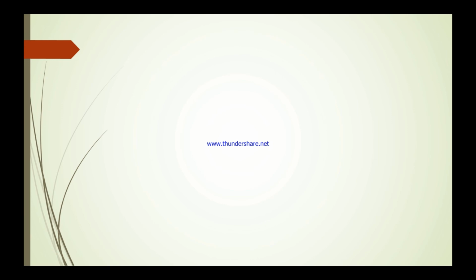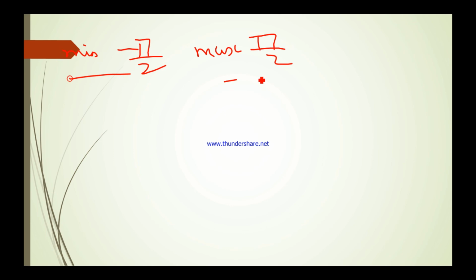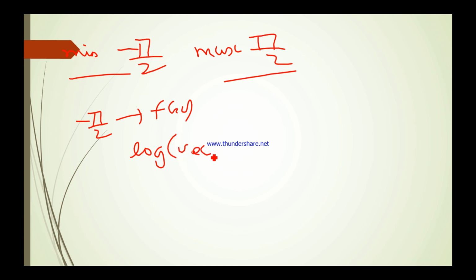So we found it's an increasing function, so the minimum value will be at the minimum part of the domain, and the maximum will be at the maximum part of the domain. So we know minimum is minus pi by 2 and maximum is pi by 2. So just substitute in the equation. If I substitute minus pi by 2 in f of x, what I'll be getting? Log of sec of minus pi by 2 plus tan of minus pi by 2, the whole cube.